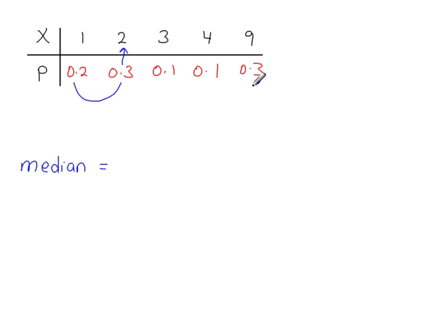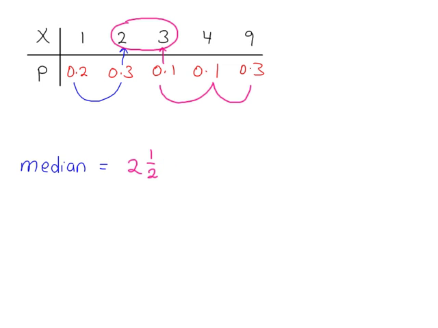Now if you repeat the same thing from the right-hand side of the table, so 0.3 plus 0.1, that gives you 0.4 so far, add on 0.1, that takes you to 0.5. So you think, alright, I'm going to stop here, I've reached 0.5, and you look at this, and it gives you a different value for the median. In this case, you have to take the average of these two numbers. So add them together, and then divide by 2. So the median here is 2.5.